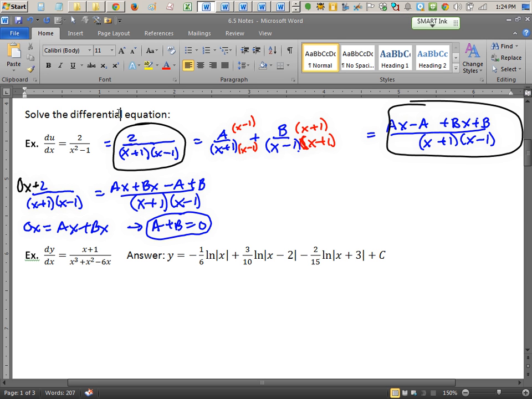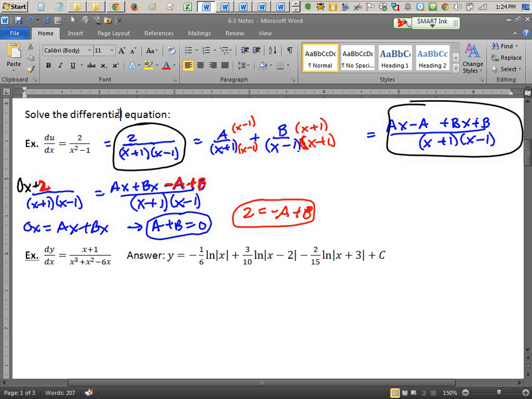All right, and then also you can say that, see this 2 right here? That doesn't have any x's in it. And then here are some other things that have no x. This negative a plus b, there's no x there. So you can assume that 2 is equal to negative a plus b. See? All right, so armed with these two little equations, you could easily calculate both a and b.